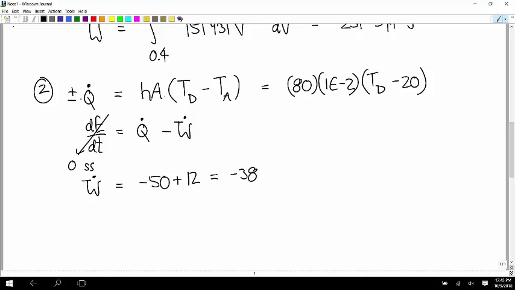Now we have to think about the sign of Q dot. The device is being cooled, so energy is leaving the system through heat. So is Q dot positive or negative? Negative. So negative 0.8, if you multiply those two together, times T device minus 20.